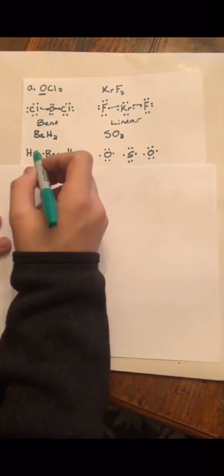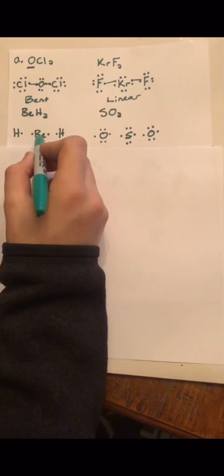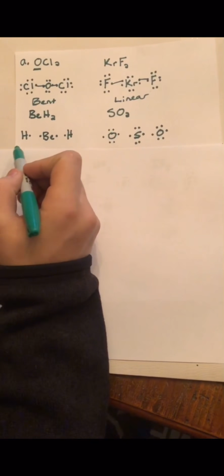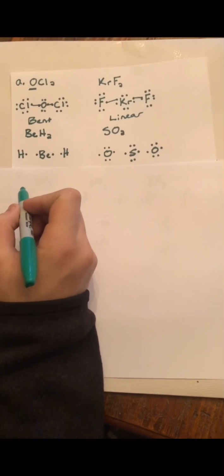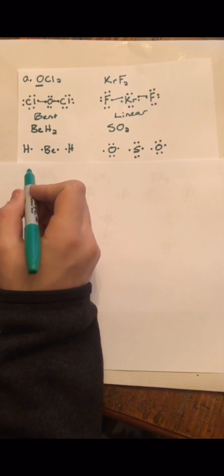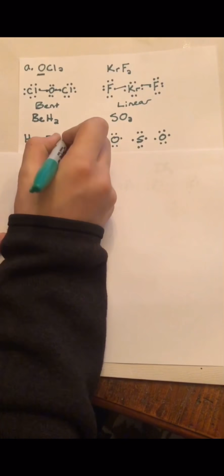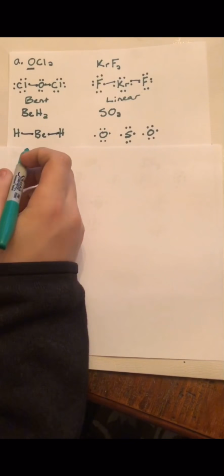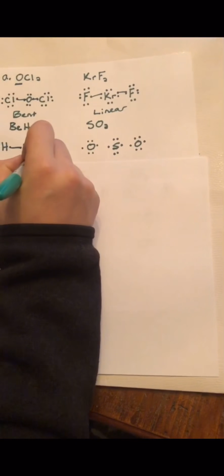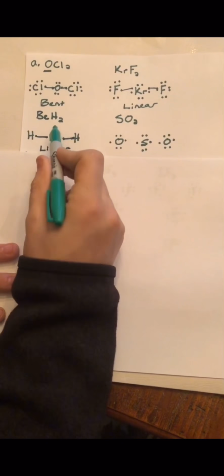For the third compound, we are given BeH2. Beryllium has 2 valence electrons, and hydrogen has 1. We know that hydrogen can only be connected by a single bond because it only has a capacity of 2 electrons. Therefore, we add a single bond to each side of beryllium to connect the hydrogens. We know that this Lewis structure has a geometry that is linear because it has 2 bonds and 0 unshared pairs.